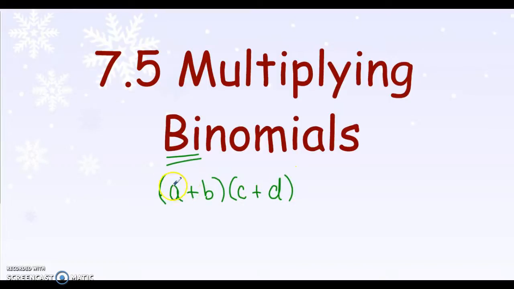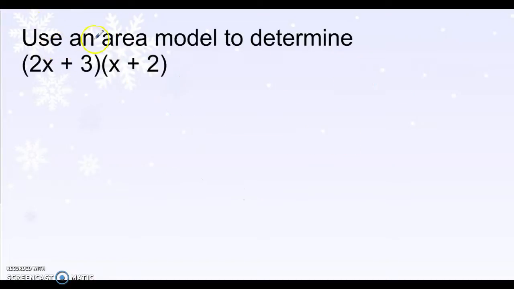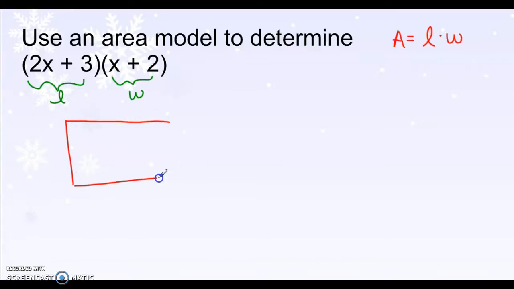Now, what you're going to have is numbers and variables in each of these binomials, and it's very similar to what we did yesterday. So it says use an area model to determine 2x plus 3 times the quantity of x plus 2. And our area model was the fact that area is found by taking the length times the width. So if we make one of these our length, and one of these our width, we will be able to calculate this.